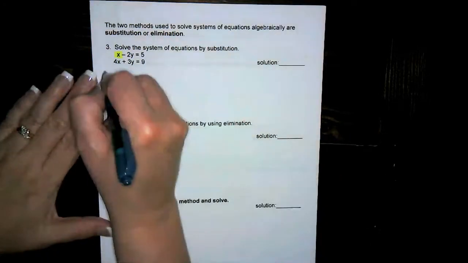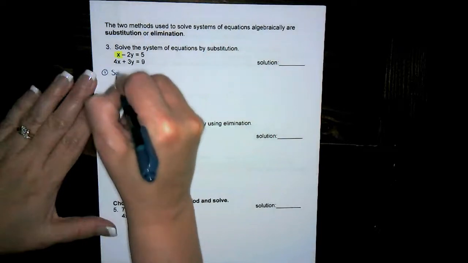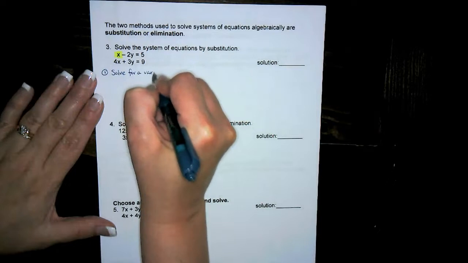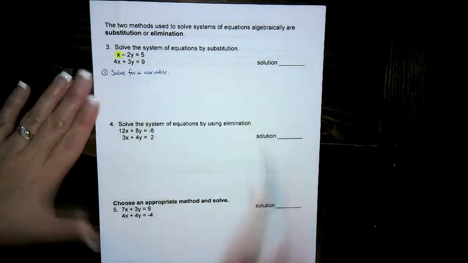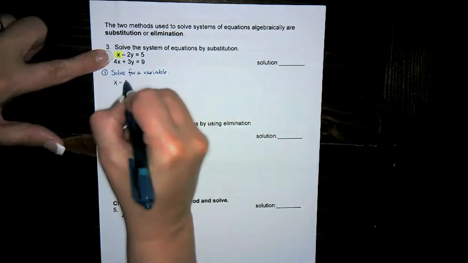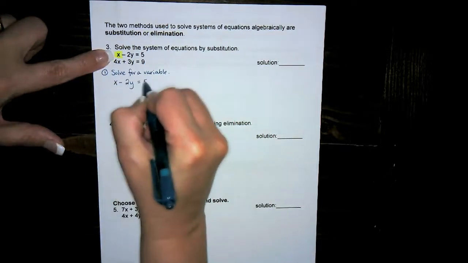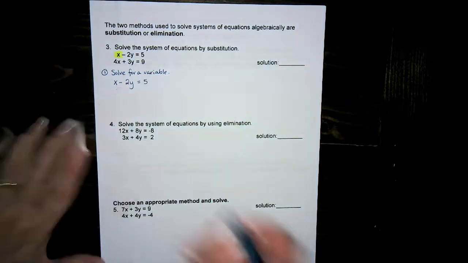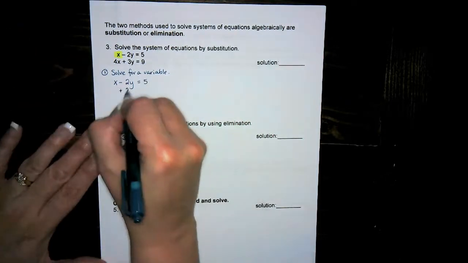Our first step is to solve for a variable. What I mean by that is to take this equation and get the x by itself. To do that, I'm going to get rid of the minus 2y by adding 2y to both sides.